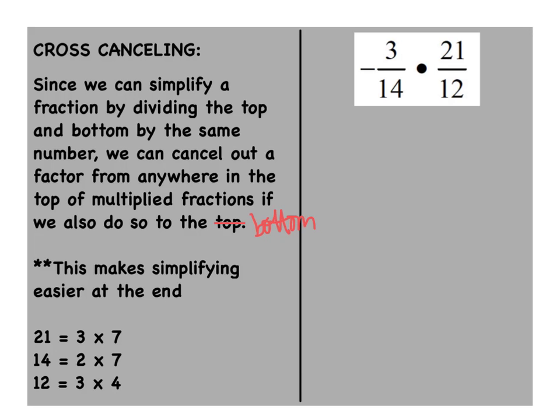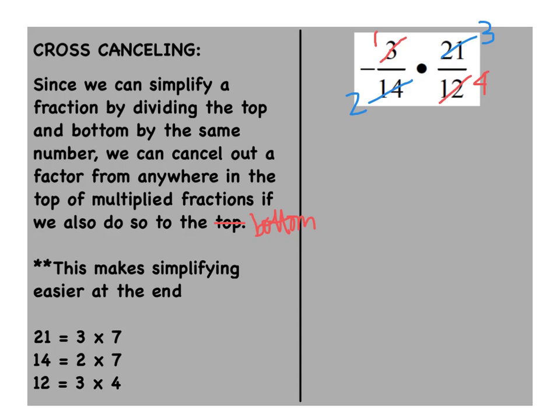So I'm going to start with 3 and 12 since they're across from each other, and they both have the common factor of 3. So 3 divided by 3 is 1, and 12 divided by 3 is 4. Next, 14 and 21 both have a common factor of 7, so 14 divided by 7 is 2, and 21 divided by 7 is 3.